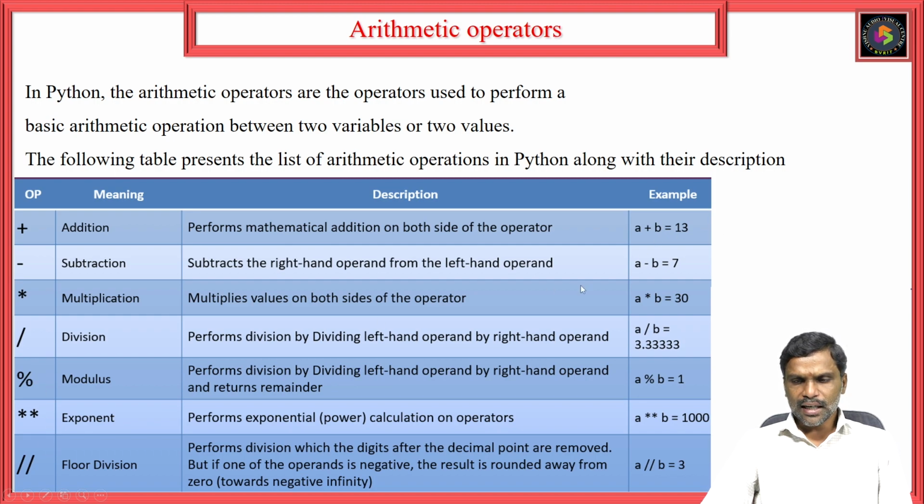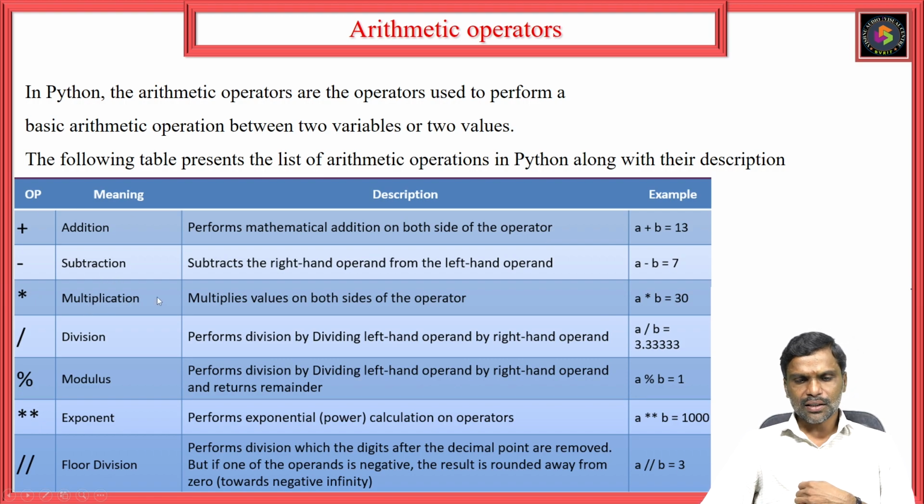So in the next case you can see subtraction. It subtracts the right hand operand from the left hand operand. These are the basic operators which you already learned at school level. The same thing we are going to discuss here. Here a minus b is equal to 7. a is equal to 10 minus b is equal to 3. This minus is the operator as we are subtracting. So this is called the subtraction operator.